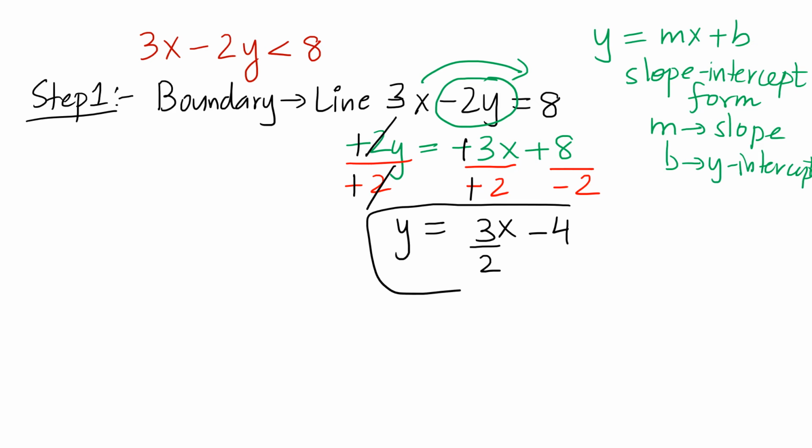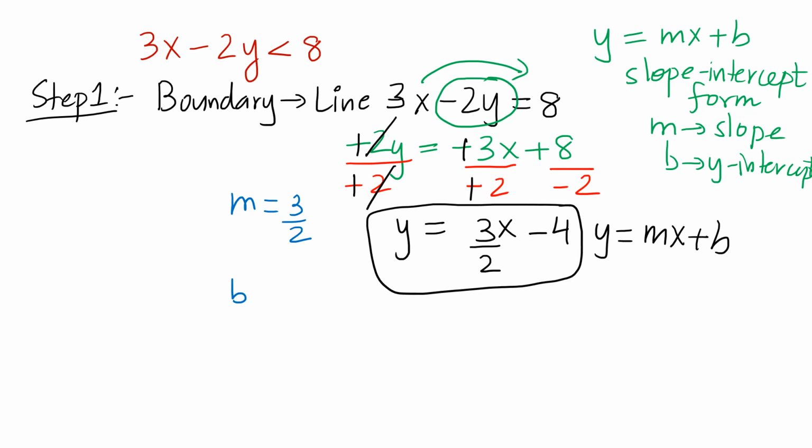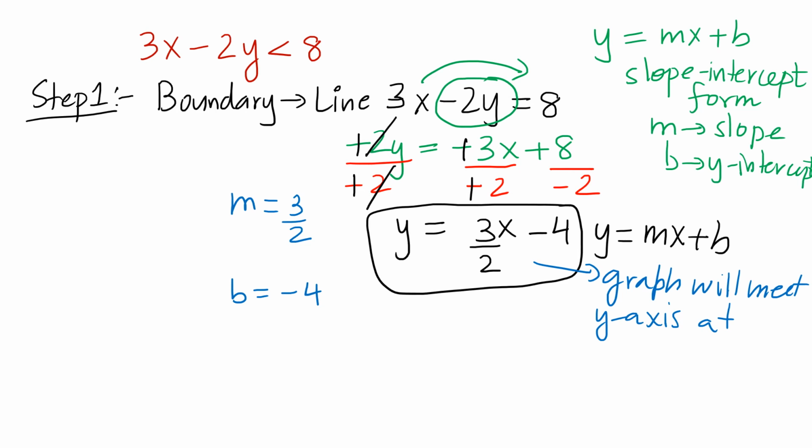Now, is this in slope-intercept form? Let's compare. y equal to mx plus b. Yes, it is in slope-intercept form. So what is the slope? 3 by 2. What is the y-intercept? Minus 4. That means the graph will meet the y-axis at what point? Minus 4. Okay, and slope, I hope you remember, by definition is rise over run. So that means we are going to rise by 3 units and run by 2 units.